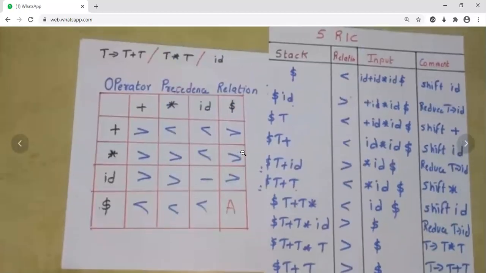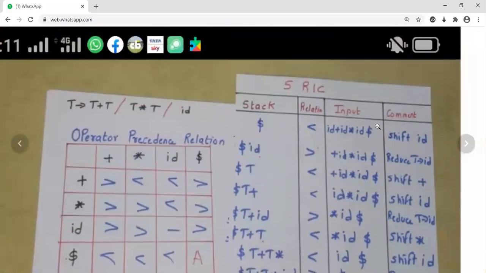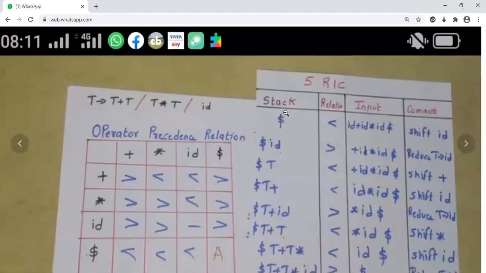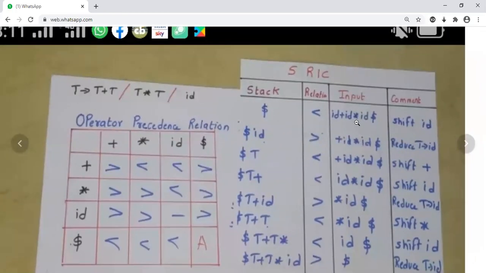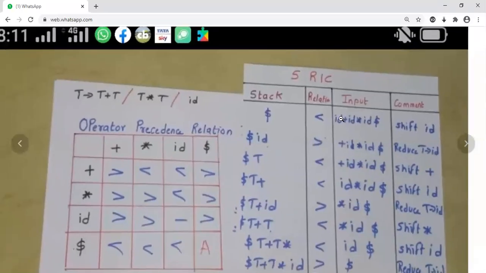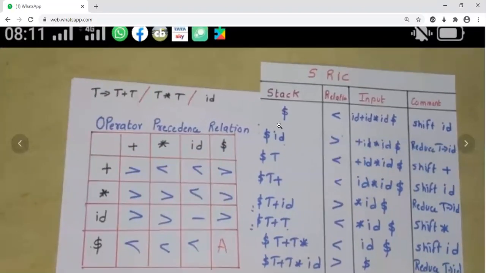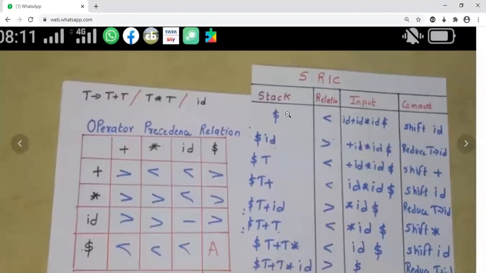So this is the way we complete this operator precedence relation table. Now on the basis of this table, we go with this SRIC, which is stack, relation, input and comment. So start with dollar, which is at the bottom level, and this is the input string ID plus ID star ID dollar. Firstly we shift this ID over here. So here is a terminal, and it will be at the top of the stack. And we just compare because of ID having higher precedence.